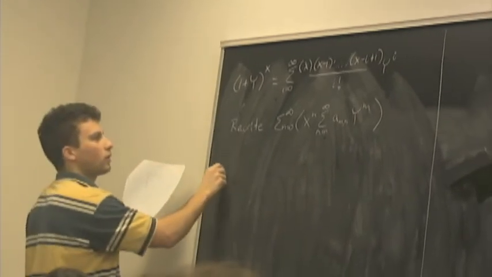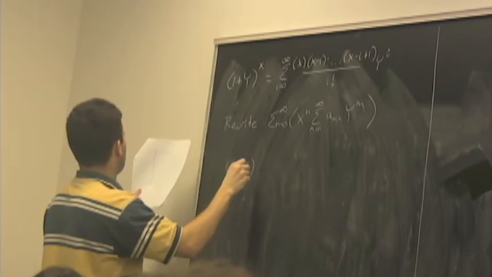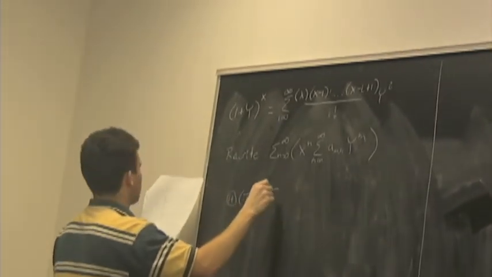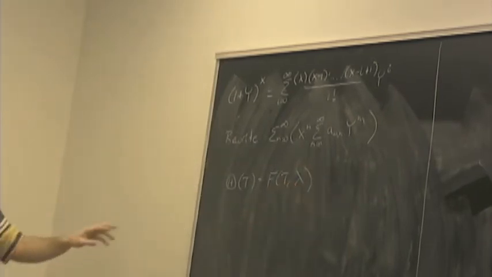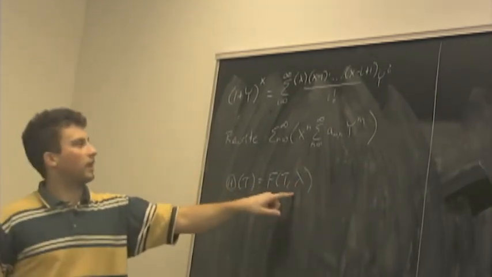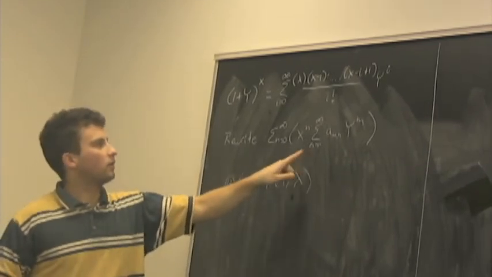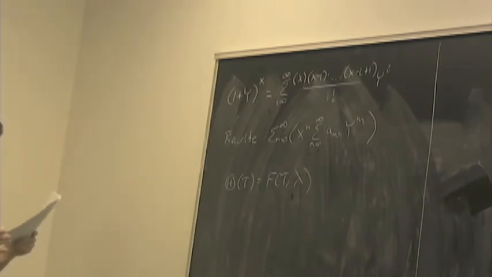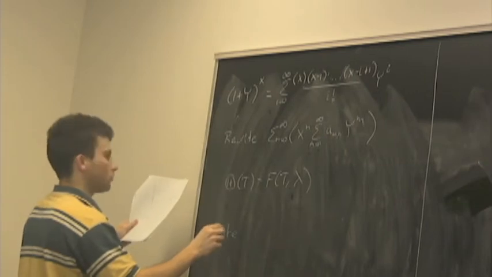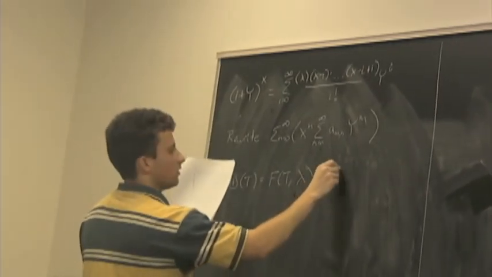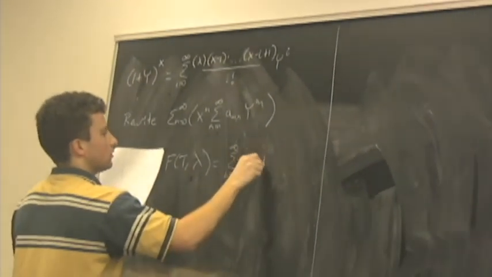And what we want to work with is theta of t equal to f of t, lambda. So I want to show you guys that if I put lambda in my second component, I'm going to get something reasonably nice. So here goes. Oh, I'm sorry, and then for convenience, I'm going to write this thing as the sum n equals 0 to infinity of a_n t^n.